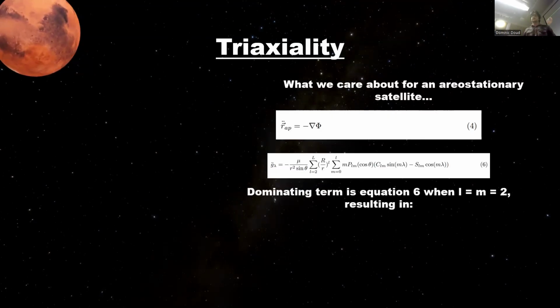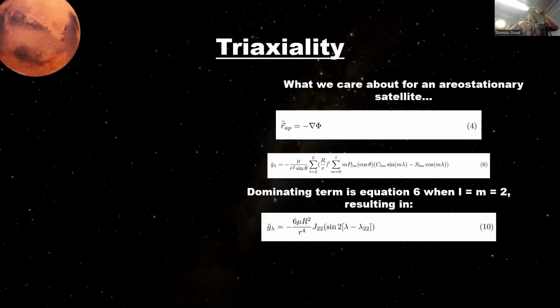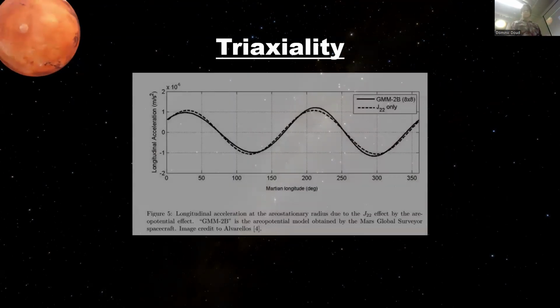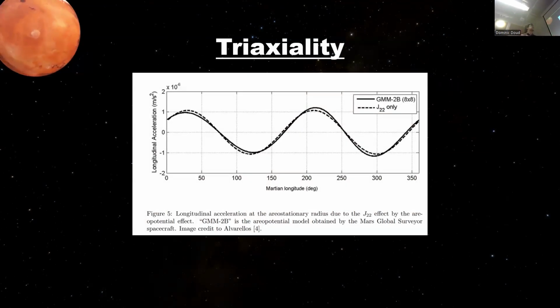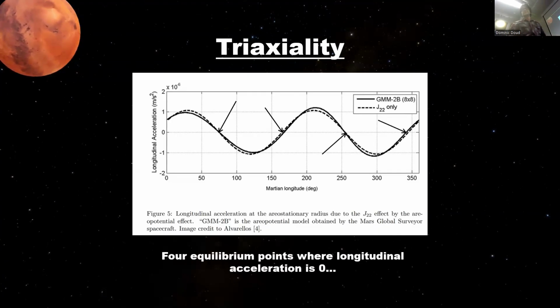And the dominating term is when L equals M equals 2. This results in some work you've got to do. You sit down, you work it out, and you get the J22 effect, in essence. So thanks to Jose, we have a great graph here that actually shows how the J22 effect occurs to a free-floating spacecraft. And we can see there are 4 points here where the longitude acceleration is 0. Yeah? This is where it gets fun.